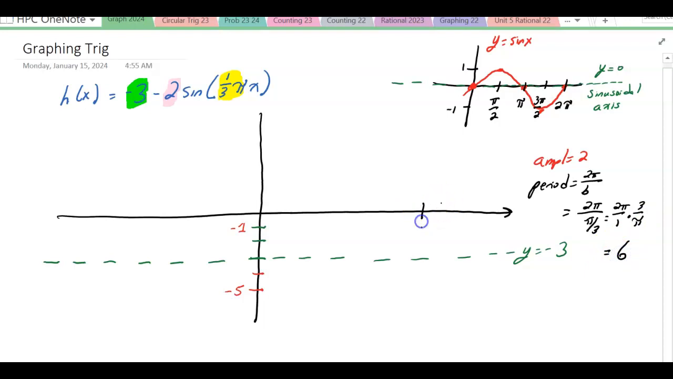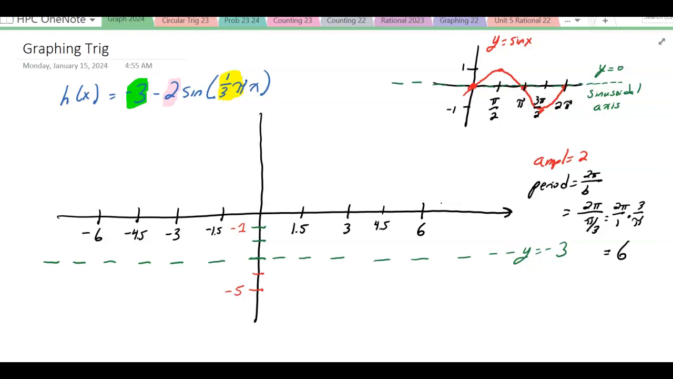So I'm going to go out to 6. I'll cut that in half, 3. Cut that in half, 1.5. So 1.5, 3. This is going to be 4.5. I'm also going to do that in the negative direction. So -6, -4.5, -3, -1.5.